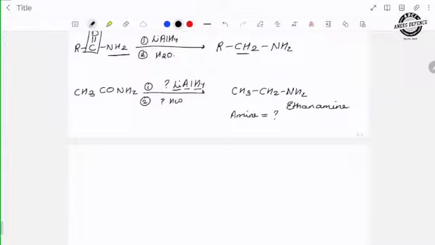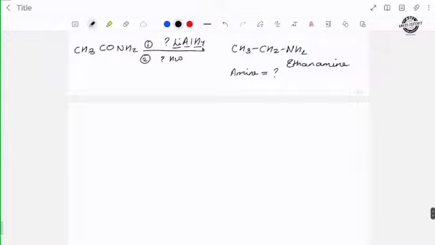No matter how complicated the structure is, you just have to identify which portion you have to reduce. That's it. Even if it contains hundreds of carbons, you just have to keep that in mind. Wherever you find a carbonyl carbon, you just have to reduce it. No need of IUPAC name. Okay, fine.